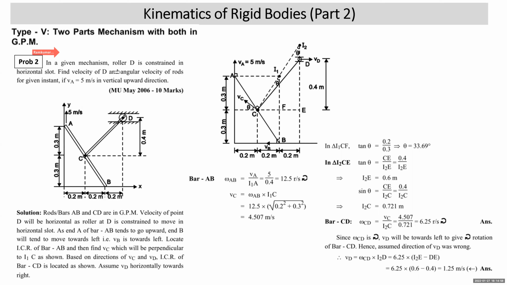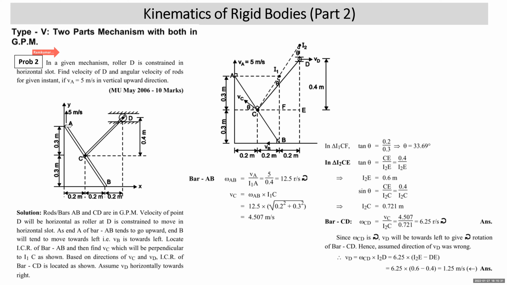In the given mechanism, roller D is constrained in a horizontal slot. What does it mean? For bar CD, velocity of point D will be horizontal. If end D is connected to a roller which is constrained to move in a horizontal slot, that means velocity of point D is horizontal. It may be to the right or to the left. That's it, there is no other option. Find velocity of D and angular velocity of rods for the given instant if VA is 5 meters per second vertically upward.